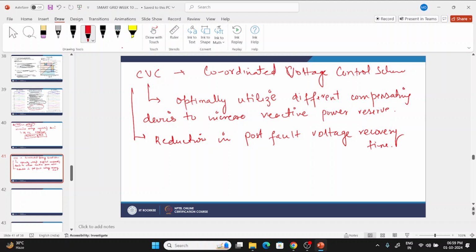The first objective is to utilize the different compensating devices like OLTC, D-STATCOM, or converters of RES so that the reactive power reserve can be increased, because reactive power is directly responsible for voltage regulation. Another objective of the CVC is to regulate the voltage recovery time. Say, if any fault occurs, and after that it has to clear that fault, then the voltage should come up toward the nominal value. So the time it takes for that recovery should be reduced.